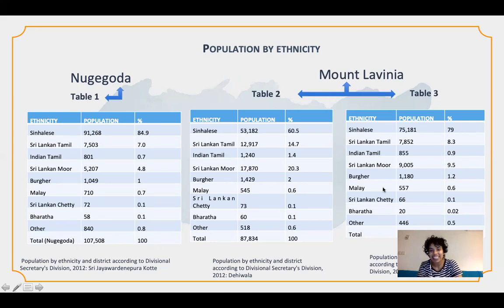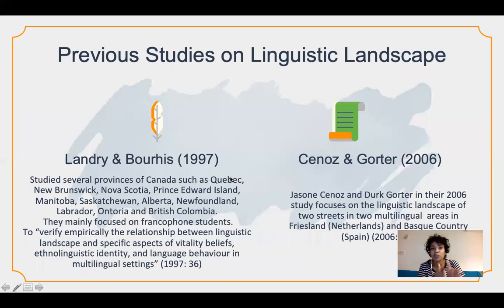So the second suburb falls between two divisional secretariat divisions, between Dehiwala and Ratmalana. So as you can see, the only difference is that the Sinhala community is not as pronounced as in Nugegoda. And there are more minority communities in Mount Lavinia, right? So there are more Tamil communities, there's more Muslim community, as well as a bit more of the Burgher community as well. So moving quickly on to the previous studies.